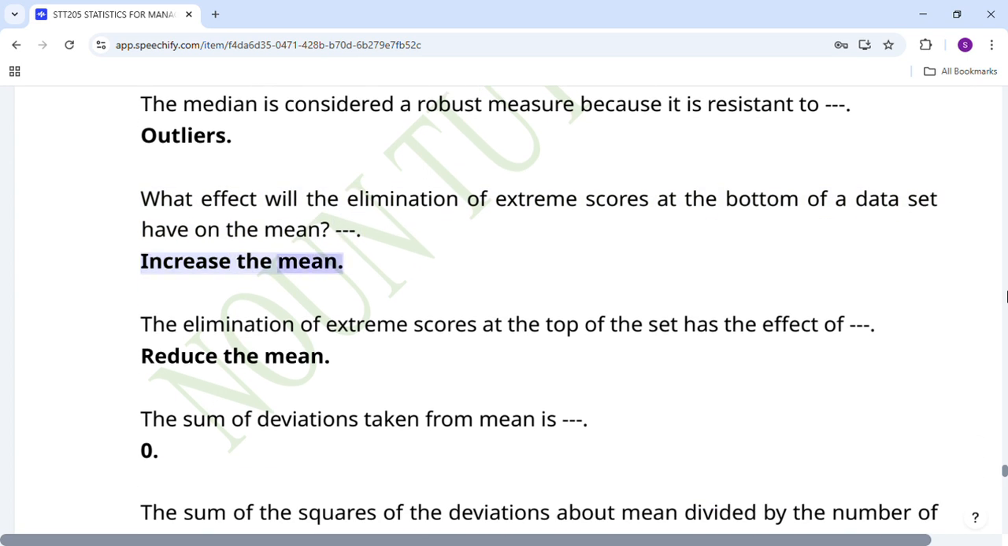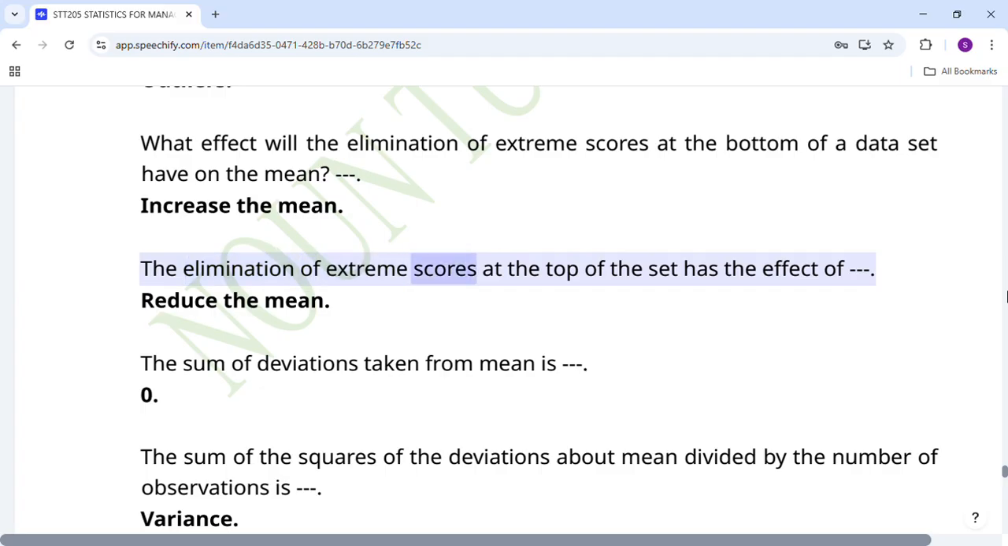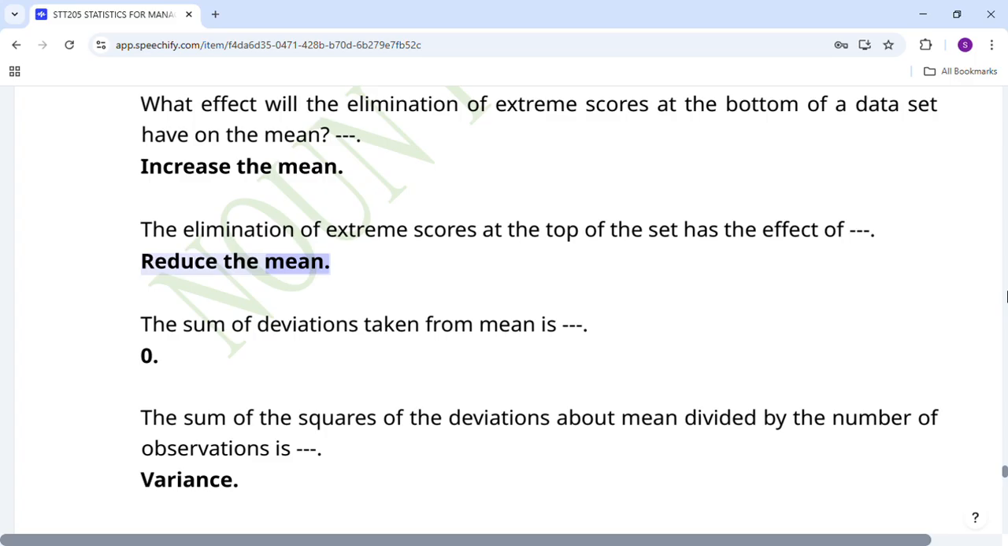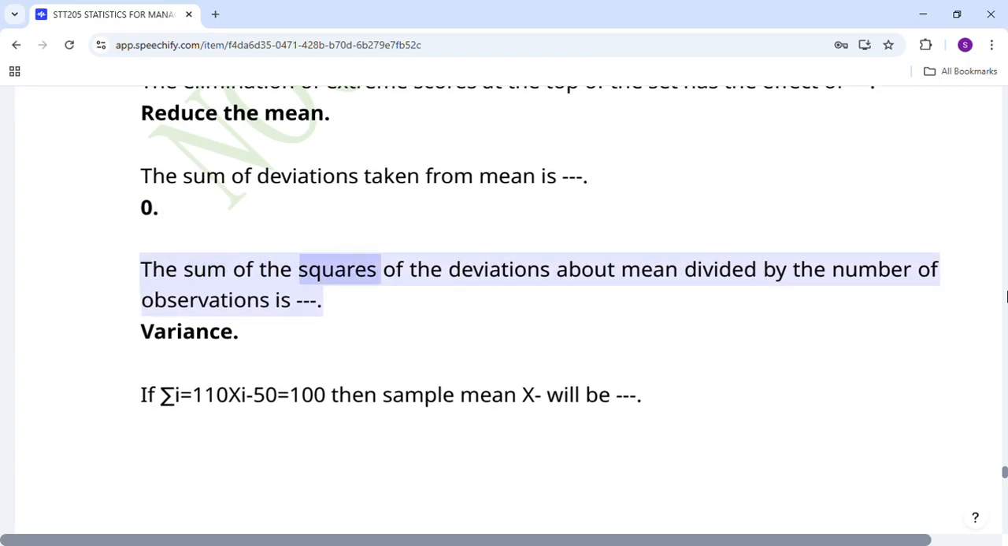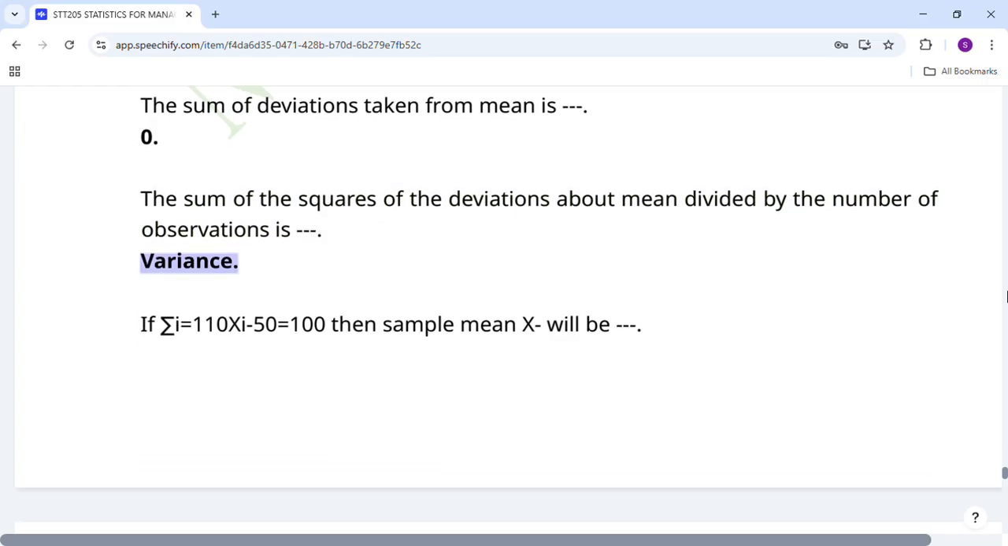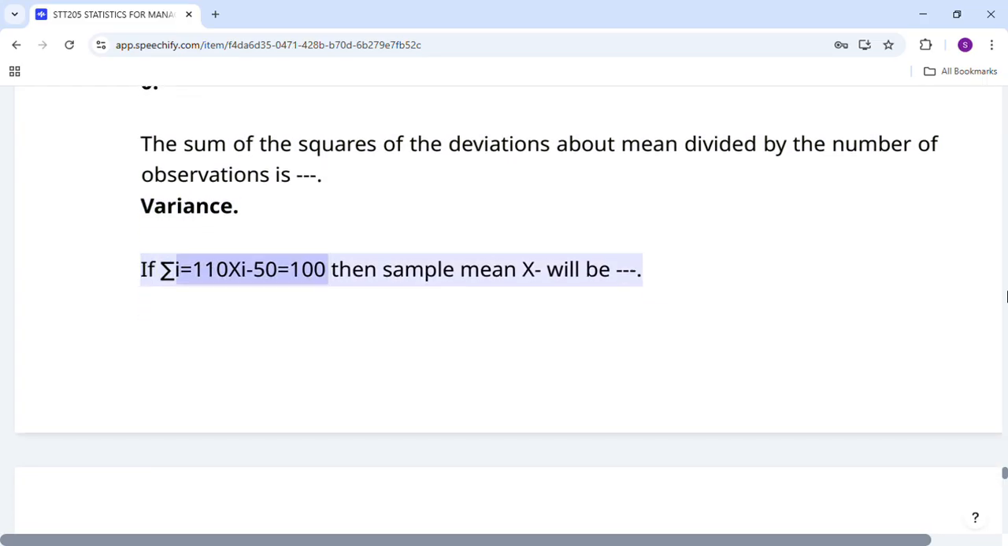The elimination of extreme scores at the top of the set has the effect of reducing the mean. The sum of deviations taken from mean is 0. The sum of the squares of the deviations about mean divided by the number of observations is variance. If sigma x minus 50 equals 100, then sample mean x will be 60.